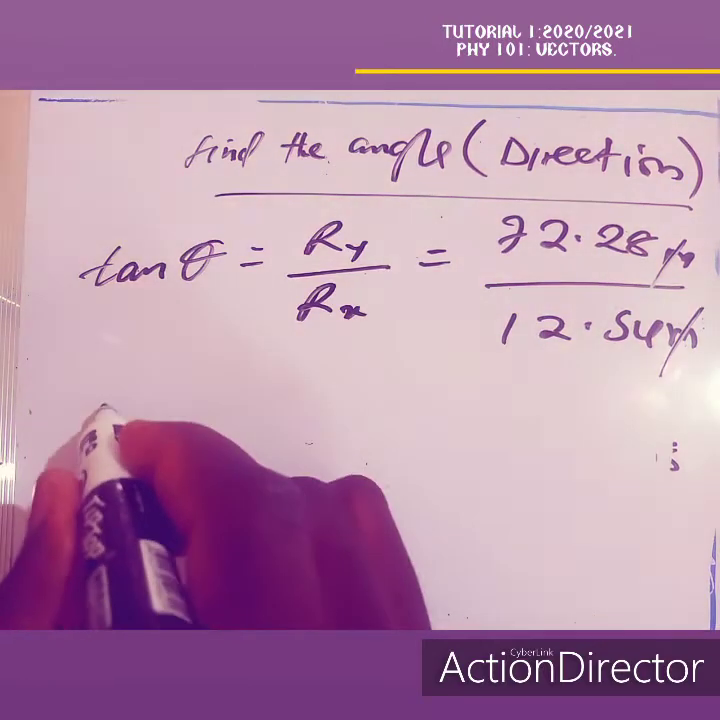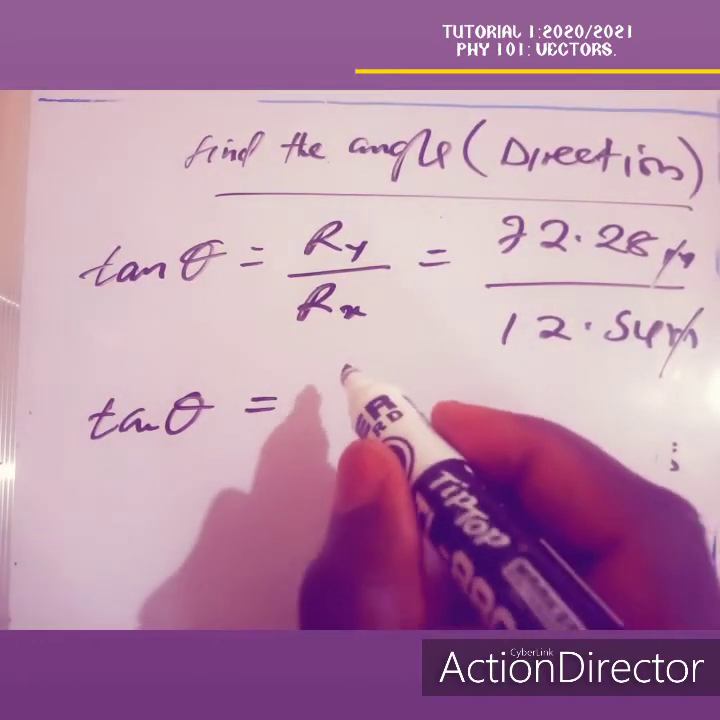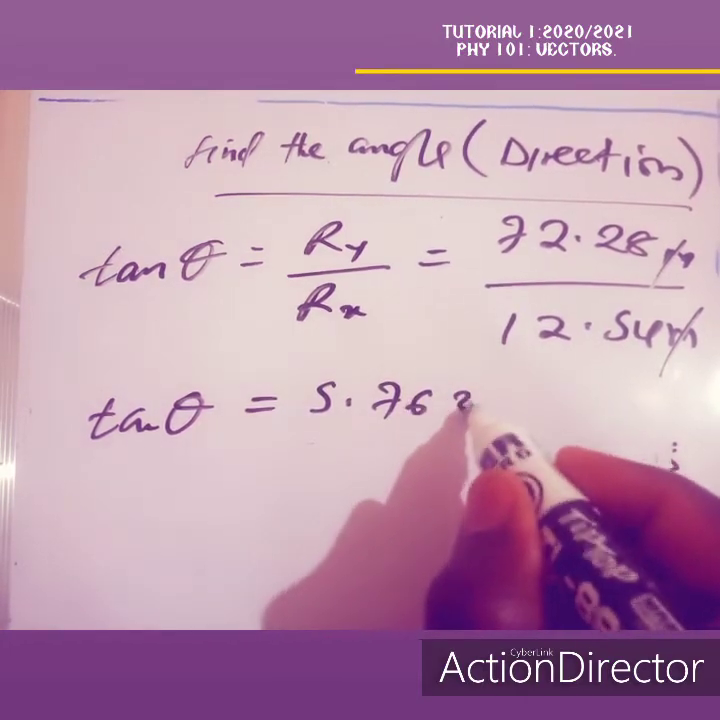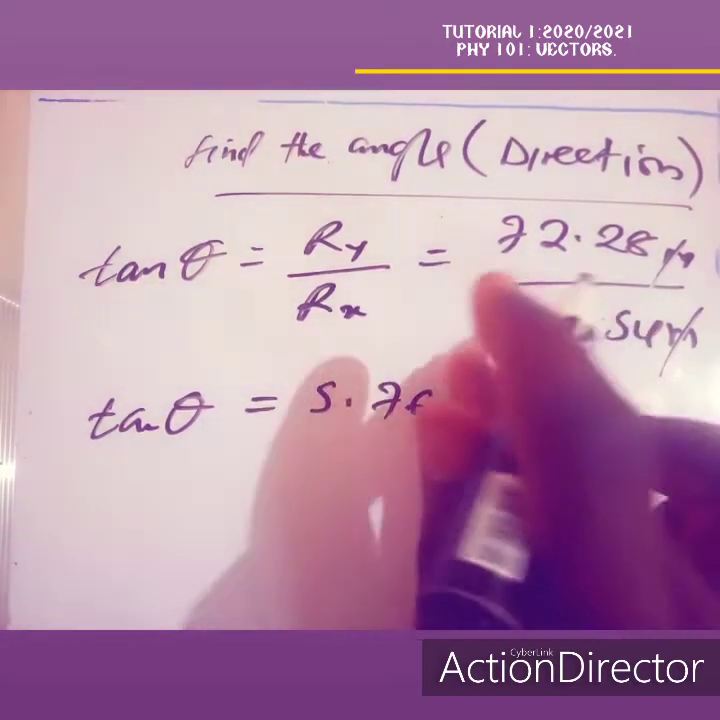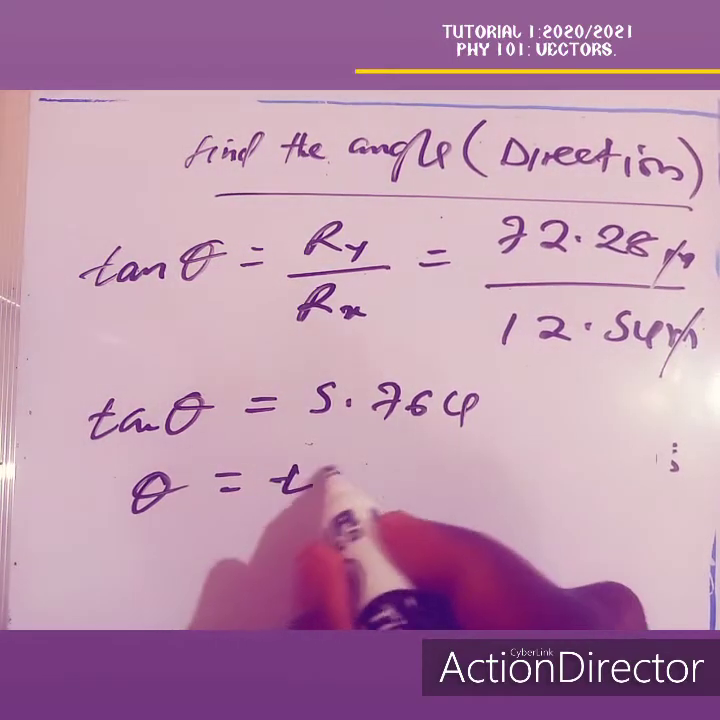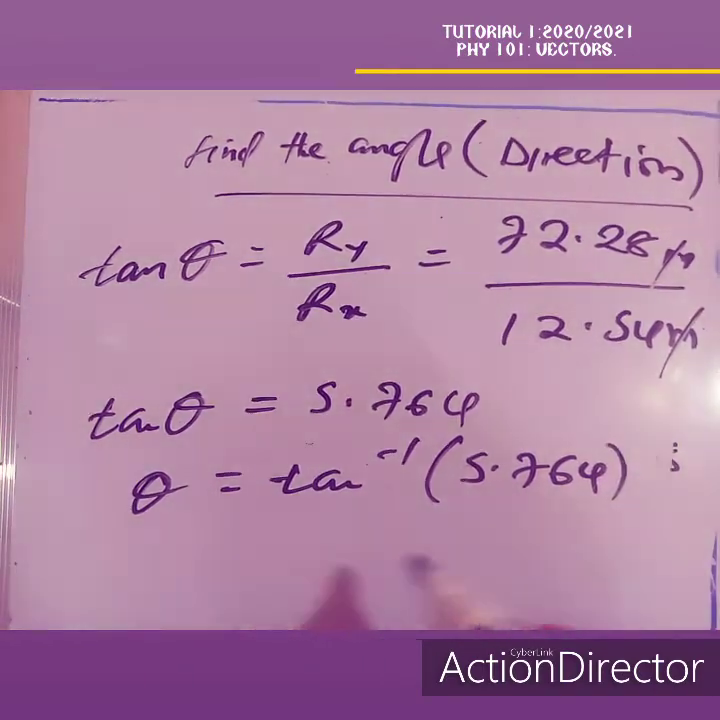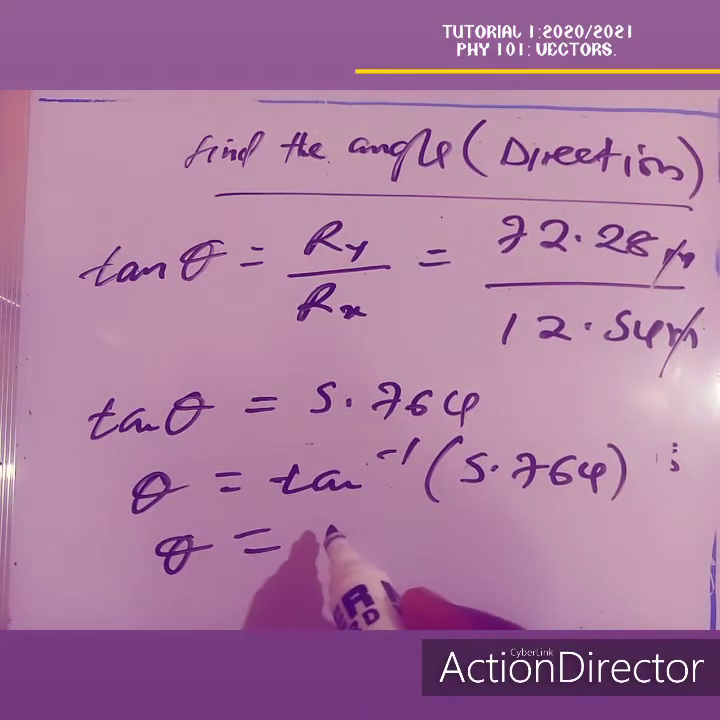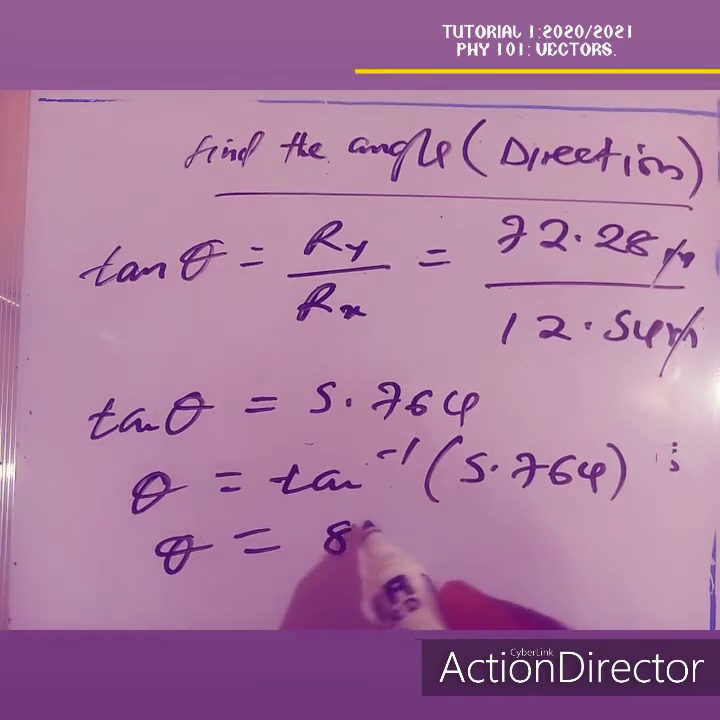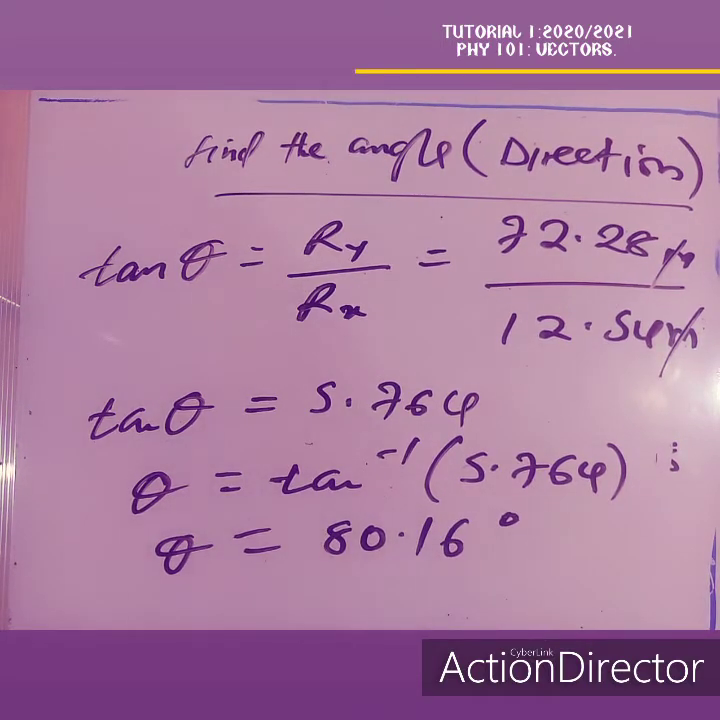So what we get is tan theta will be equal to 5.76364. So theta will be equal to tan inverse of 5.764. So our theta in this case will be equal to 80.16 degrees.